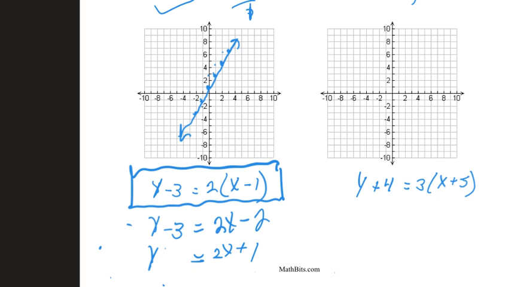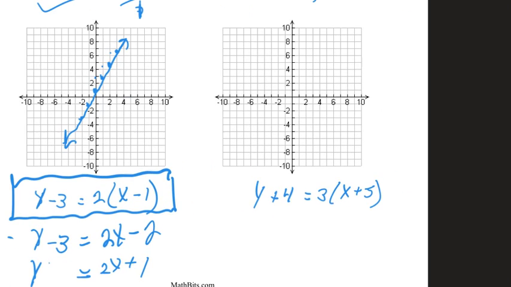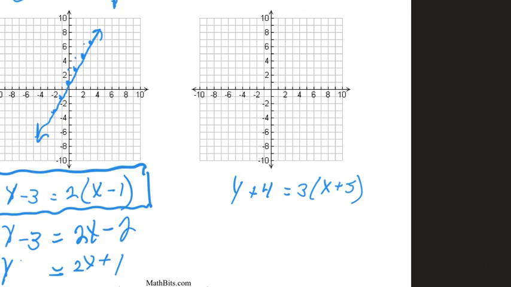Okay. Notice the slope is 2. The y-intercept here is 1. Okay, so next one. I'm in point-slope form. We could also think of the point-slope form, if I can show you this correctly.